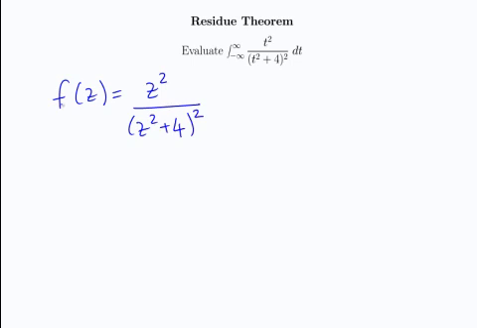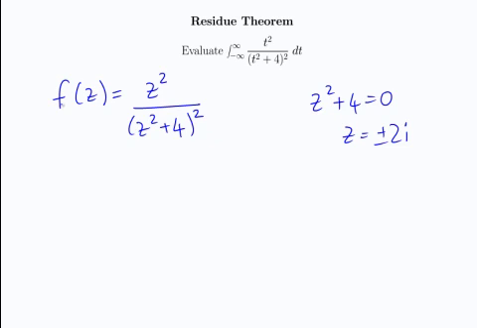What you should notice there is that this integrand, this function, is analytic everywhere except at the poles, that is the points where z squared plus 4 equals 0, which is where z equals plus or minus 2i. And those are poles of order 2 because of the squared outside the bracket.